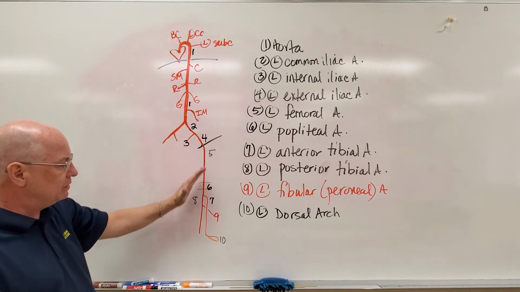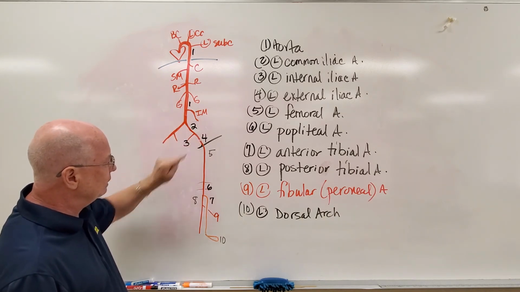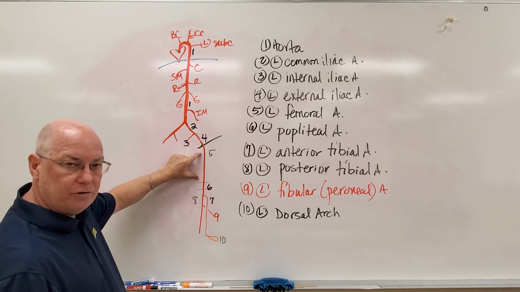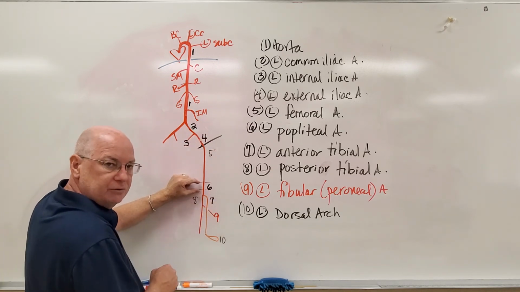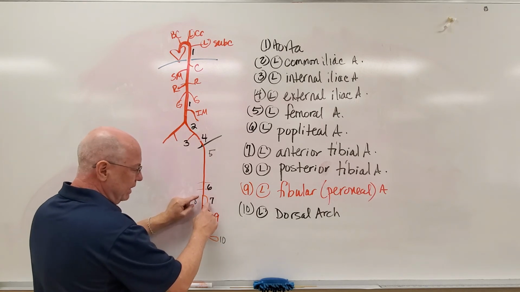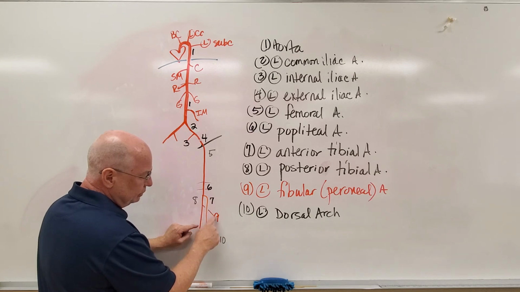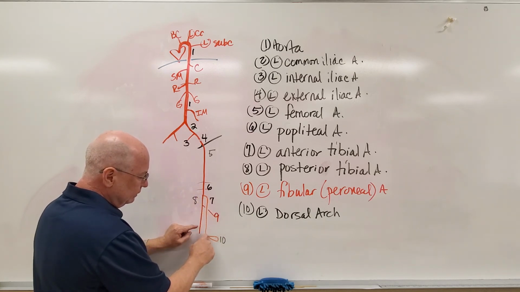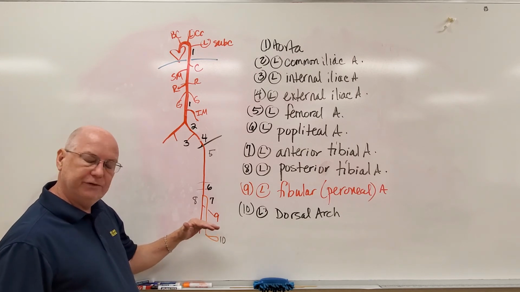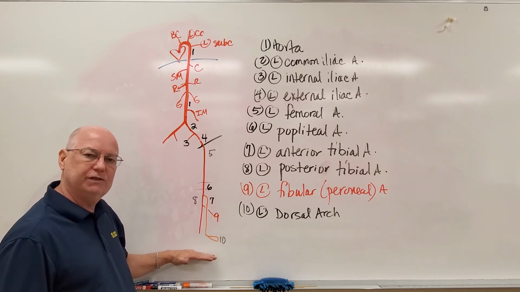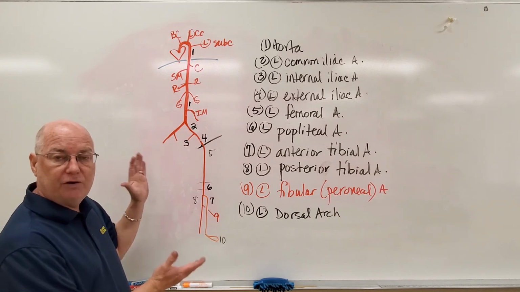This is a good basic rundown of the vessels to your leg. Common iliac, internal and external iliac, femoral artery after it passes the hip bone, popliteal artery just before it splits. The popliteal splits into the anterior tibial and posterior tibial. The posterior tibial has a branch that goes laterally called the fibular, and the anterior tibial has the little dorsal arch. Remember, the dorsum of the foot is on top. The plantar surface is the sole of your foot. So that's a good brief rundown of all the arteries.